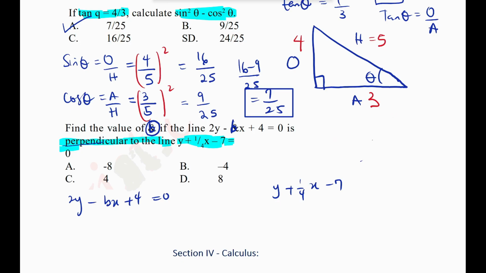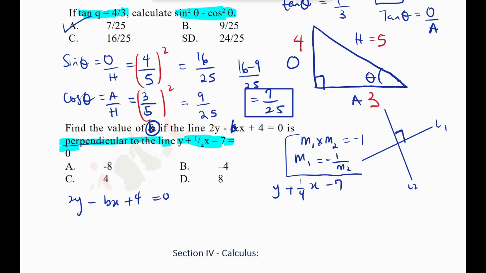So if I have a straight line like this, and then another straight line like that, let me call this line L1 and line L2, and they are perpendicular, meaning they intersect at 90 degrees. The gradient of the first line times the gradient of the second line is going to be negative 1. Or we can just say that the gradient of the first one is equal to minus 1 over the gradient of the second one. This is the fact about perpendicular lines that you need to know.